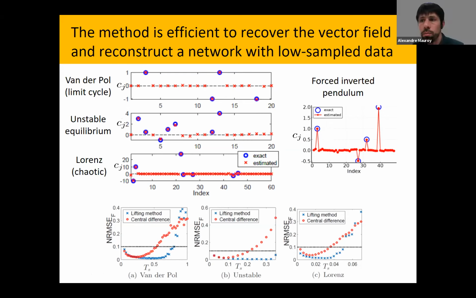Yes, because you only have trajectories, and you do not have the vector field, you just have points on the trajectory. So the only thing you can do is to estimate this derivative to get the vector field. And here I use central difference. Maybe we can use some smarter trick. And in some sense, the lifting method is a smart way to compute the time derivative field.